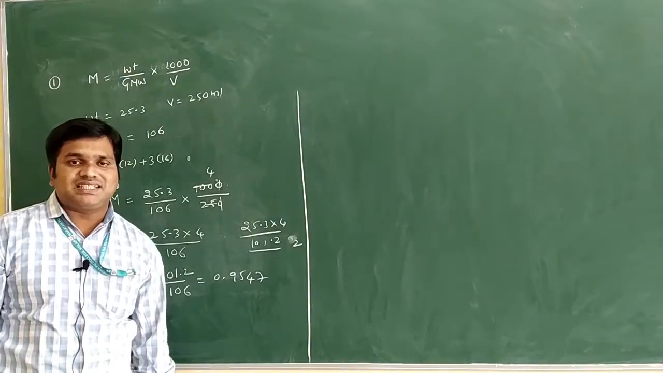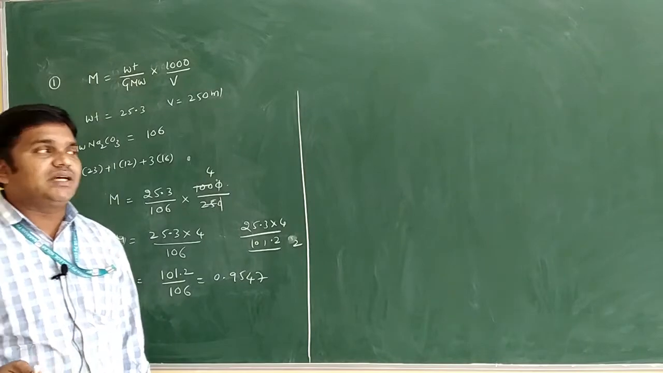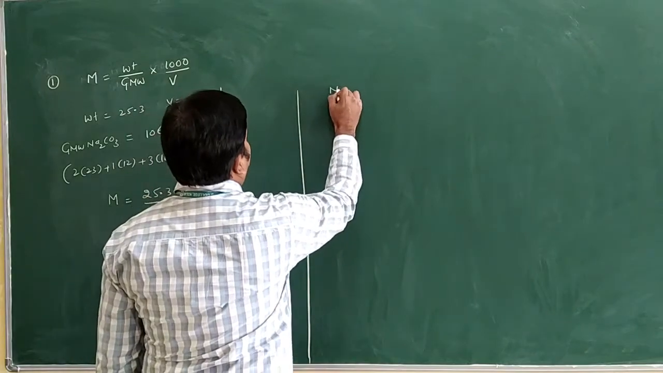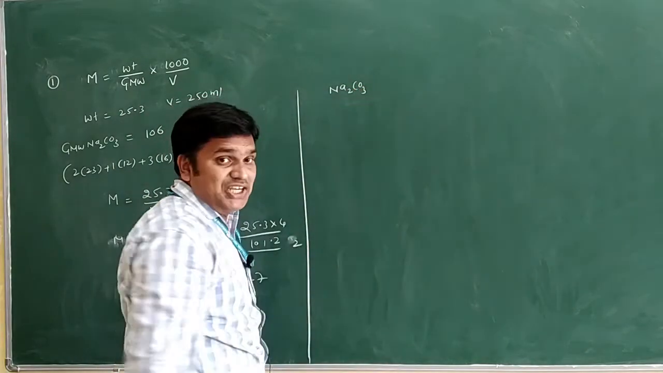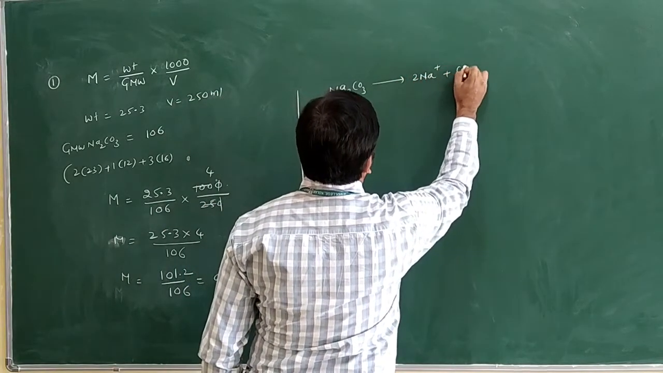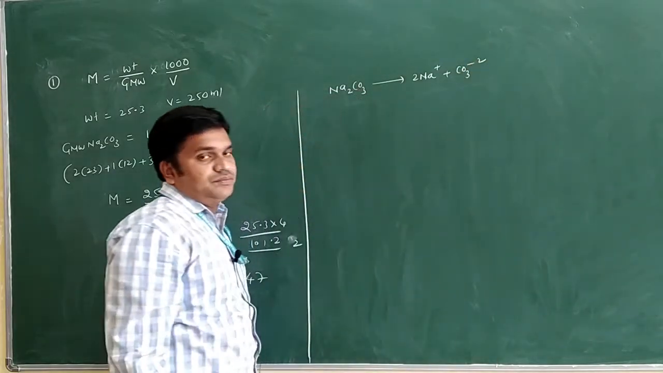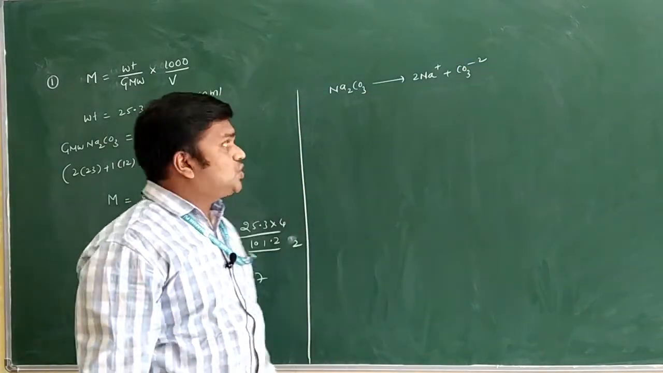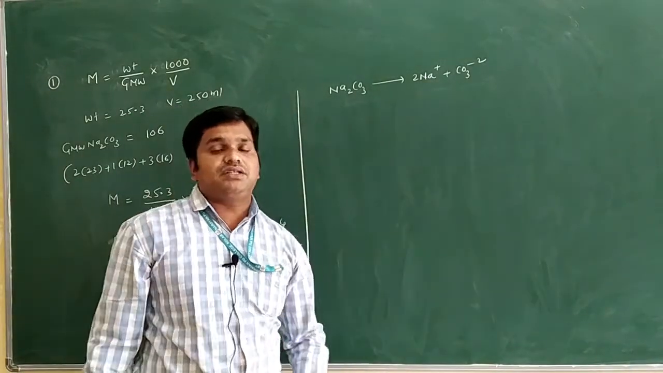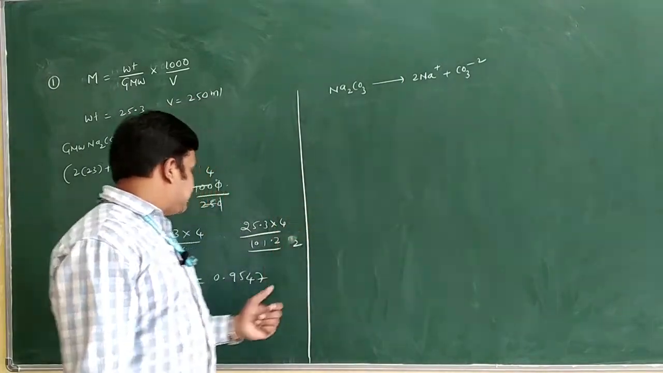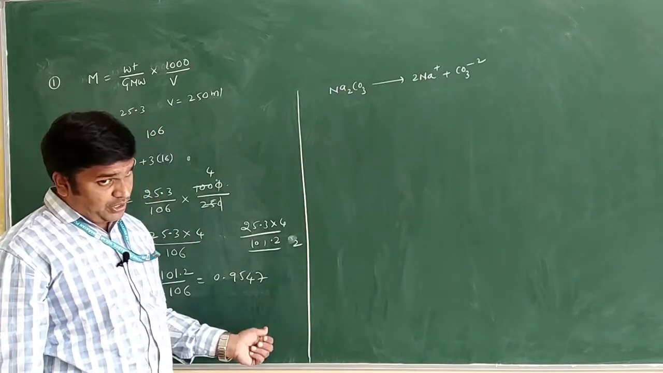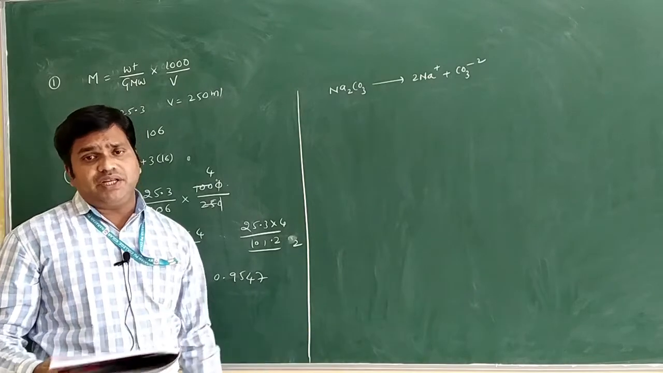But they did not ask for the concentration of the solution. They are asking for the concentration of Na plus ions and CO3 2 minus ions. What is the formula of sodium carbonate? Sodium carbonate has the formula Na2CO3. Na2CO3 dissociates to give 2Na plus and CO3 2 minus. The concentration of the solution we have is 0.9547. How many sodium ions are there? 2 ions are there. For one Na plus ion it is 0.9547. For 2 sodium ions, you will get 2 into 0.9547.